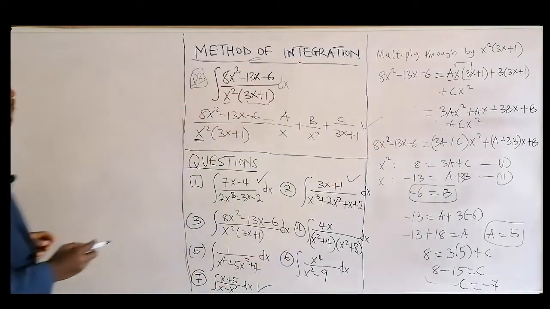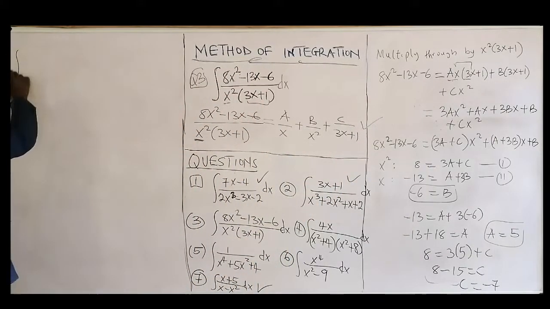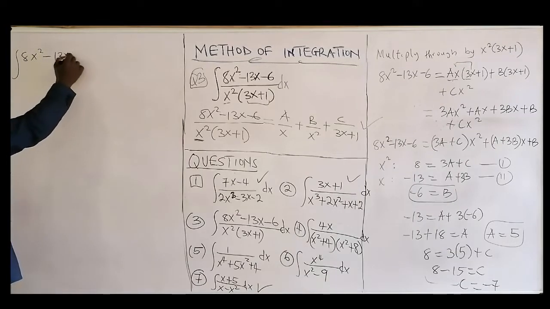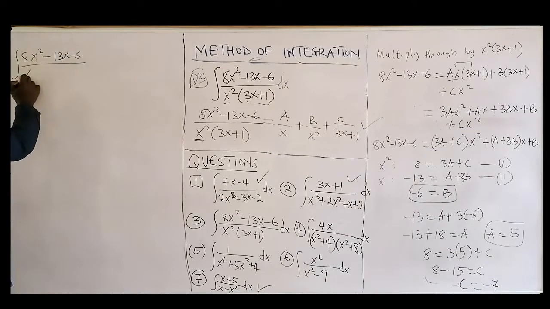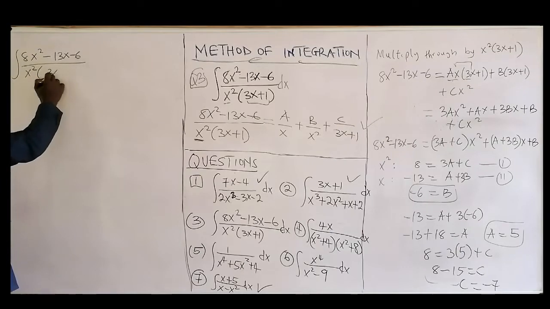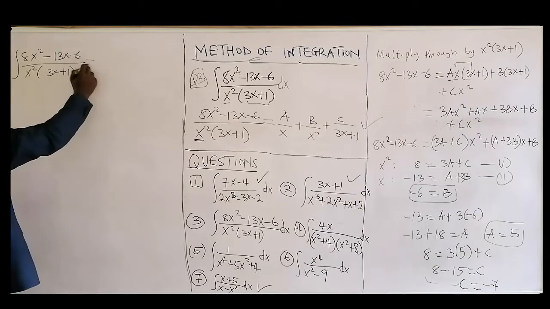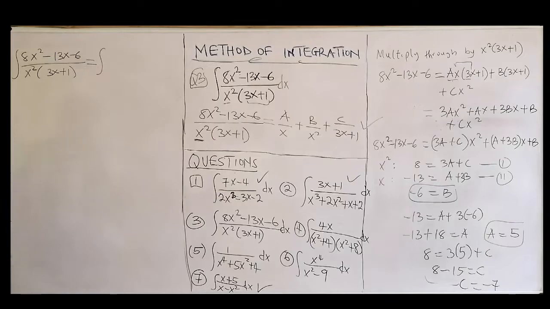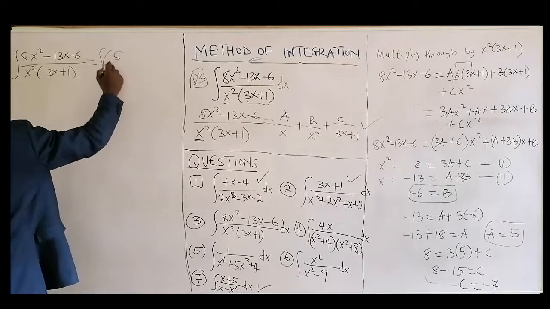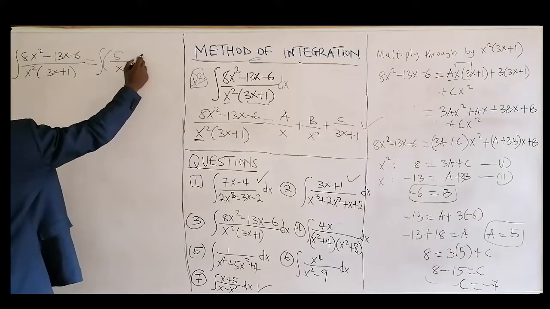Which will be equal to the integral of (8x squared minus 13x minus 6) all over x squared into bracket 3x plus 1, equal to the integral of, my A is 5, over x plus B.